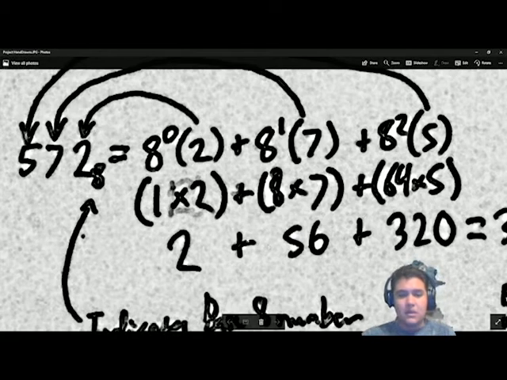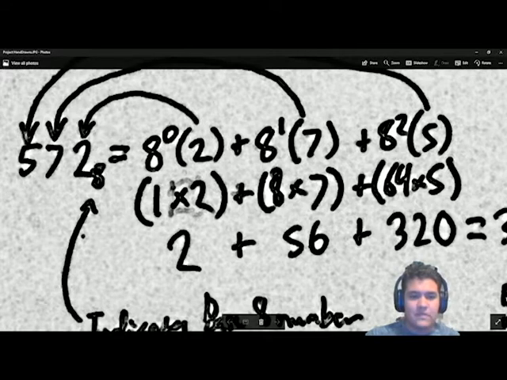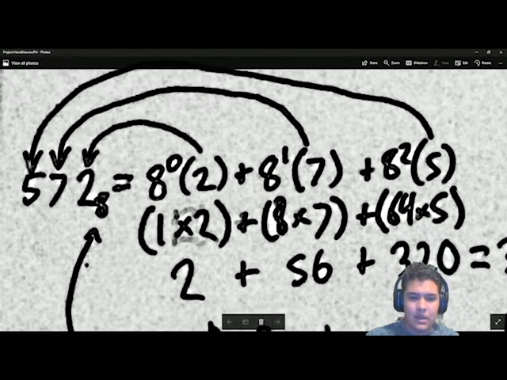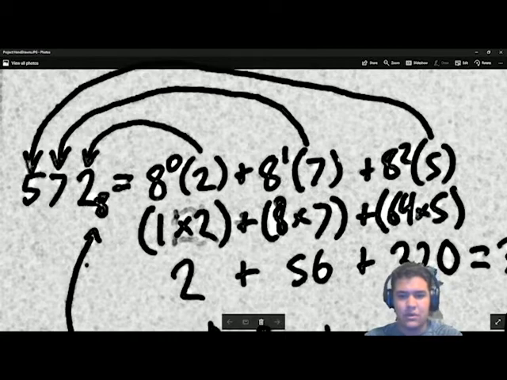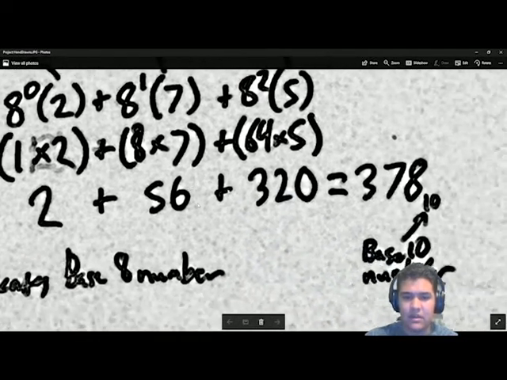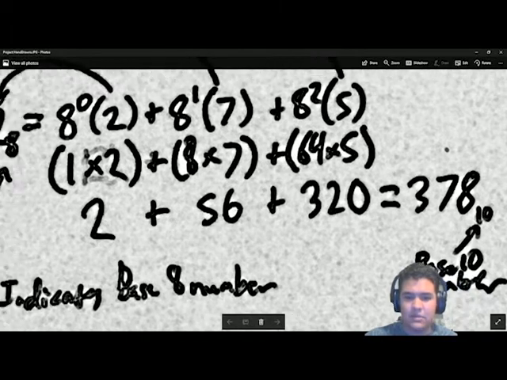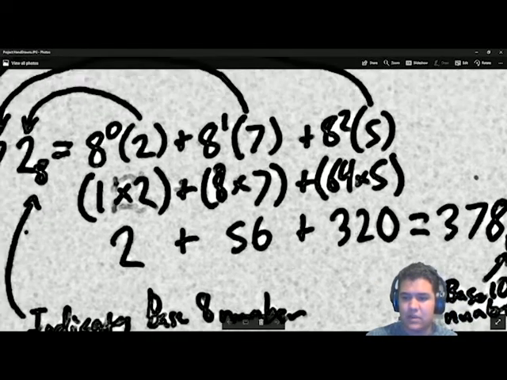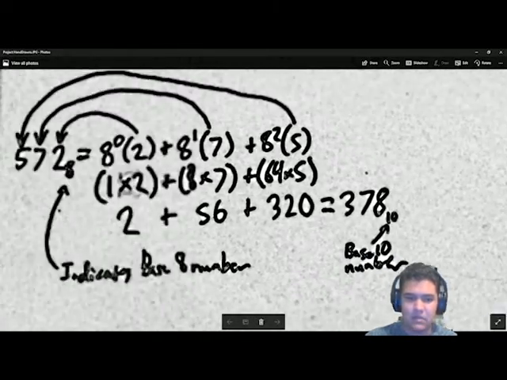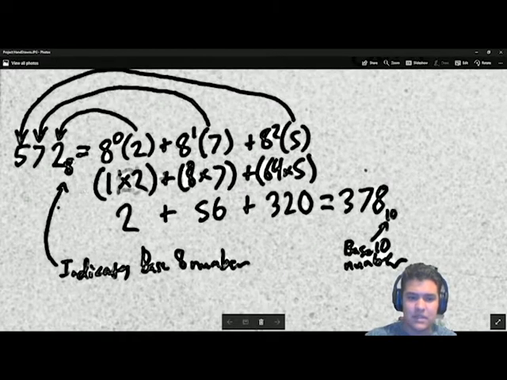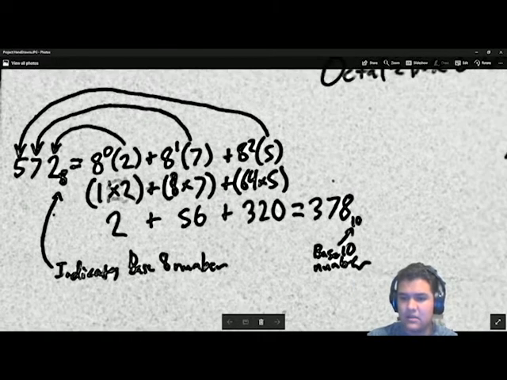So for octal, if I provide the number 572 in base 8, the method is the same as above, the base to the power of the position. So base 8 to the power 0, 1, and 2 times the numbers respectively 2, 7, and 5. And then added together, 2 plus 56 plus 320, giving us 378 as a base 10 number. So 572 in base 8 is 378 in base 10.